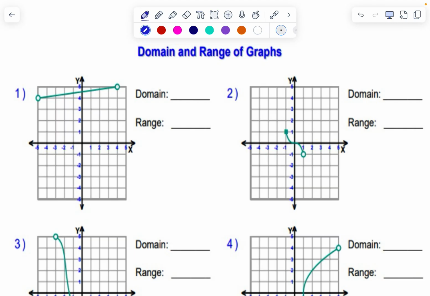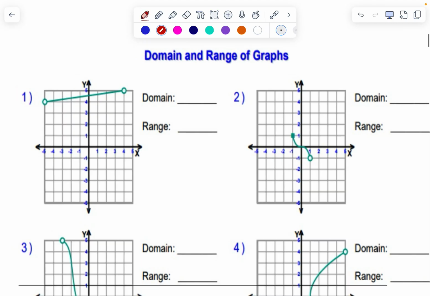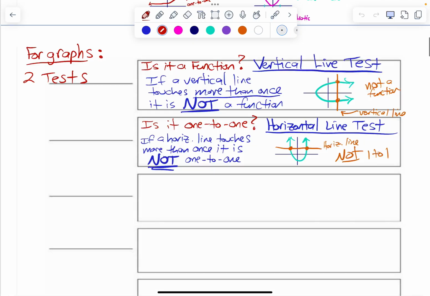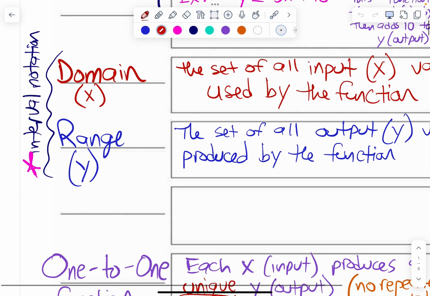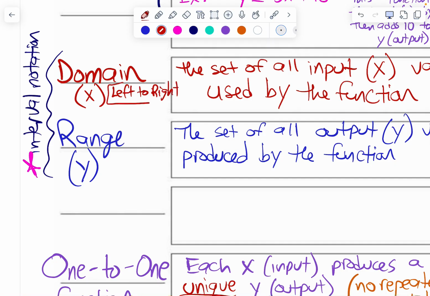All right, number one. Remember, domain is left to right. You know what? I want to actually write that on your notes. So go grab your domain notes. Because as we get into reading domains and ranges from graphs, it's important that you know which direction to read. So we're looking at X. This is left to right. That's important, not just for now, but also for later on in math.